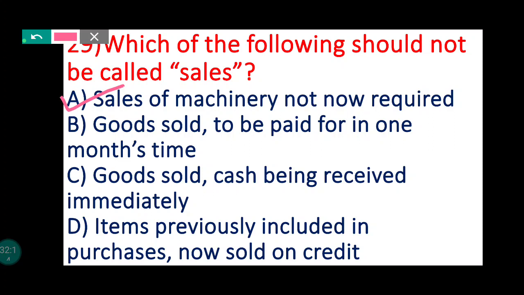Now we will also see other options. B, goods sold to be paid for in one month's time. It is sales. Goods sold, cash being received immediately, that is cash sales. It is also sales. Item previously included in purchases and now sold on credit means it is a credit sale. So it is also sales. So now what is given which should not be considered as sales? So answer is A, sale of machinery should not be called as sales.